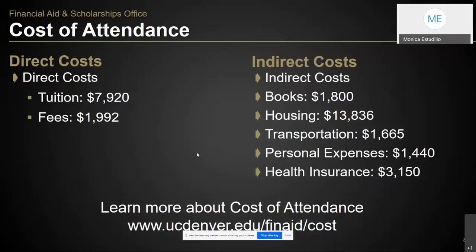Generally, from what I've seen, it can be anywhere between 11 to, let's say, 13,000 a year for housing. So almost the number that we have there for students who live in the dorms. So if you're going to live on campus, you also want to make sure that you are taking a look at how much the housing and the dorms are for the school that you want to attend.